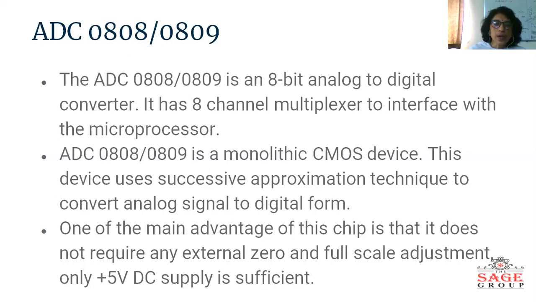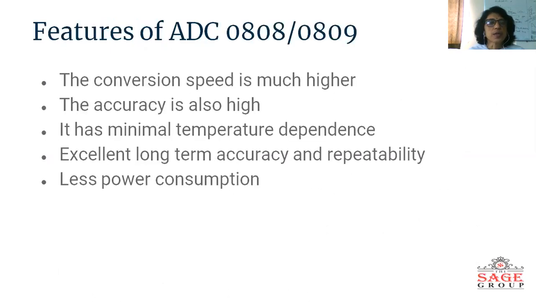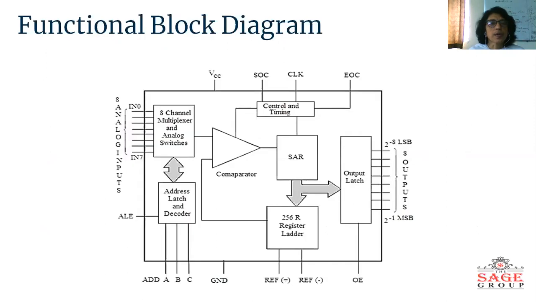One of the main advantages of this chip is that it does not require any external zero or full scale adjustment. Only plus 5 volt DC supply is sufficient. The features of ADC 0808 are that the conversion speed is much faster, the accuracy is high, it has minimal temperature dependence, excellent long time accuracy and repeatability, and less power consumption. This feature is very, very important.